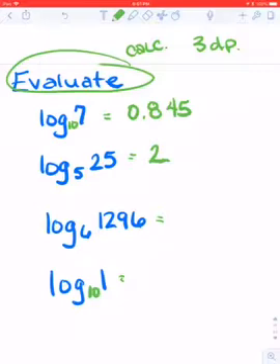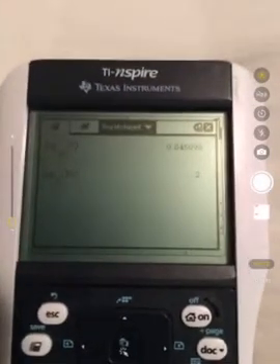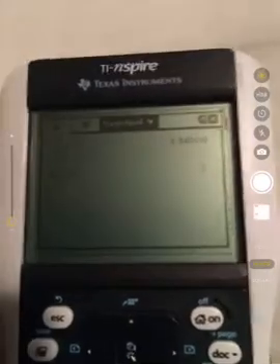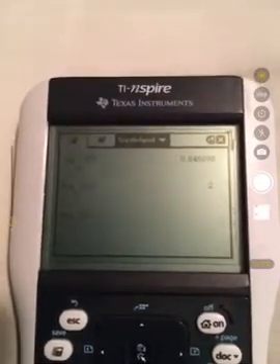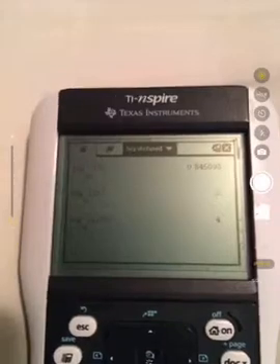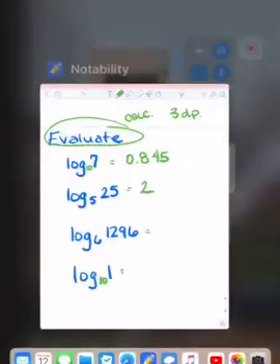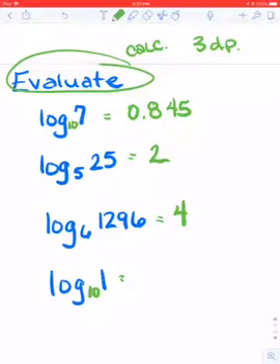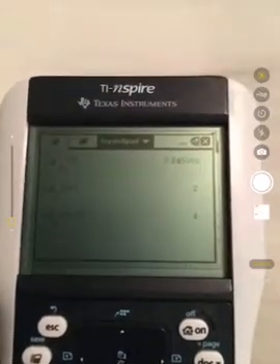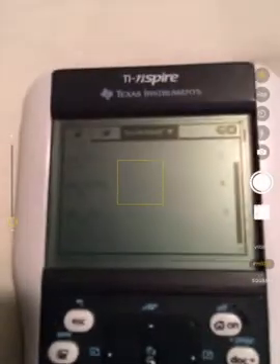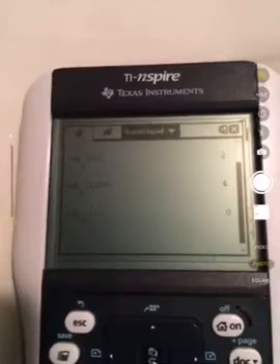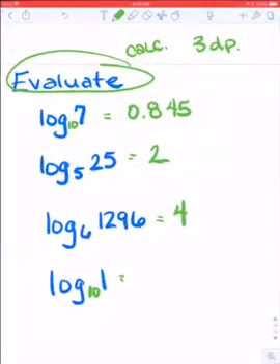The next one is log base 6 of 1296. So log base 6 of 1296. It's 4. And then the last one is a log of 1. And remember, I'm just going to move over and put the 1 in there, and it's going to insert the 10 for me. So that tells me the log of 1 is going to be 0.